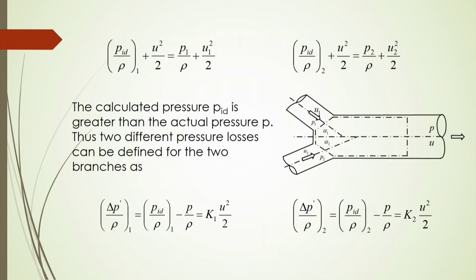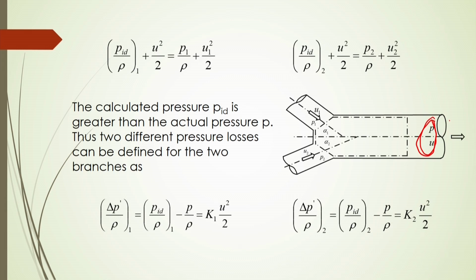Now, if we consider Bernoulli's equation here for this pipe, then we can write P_id by rho, that means at these sections of the pipe, what should the pressure be here, let it be pressure P_id or P.